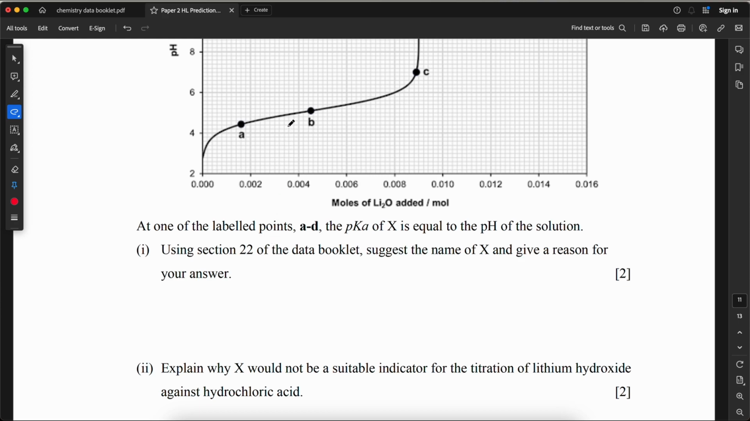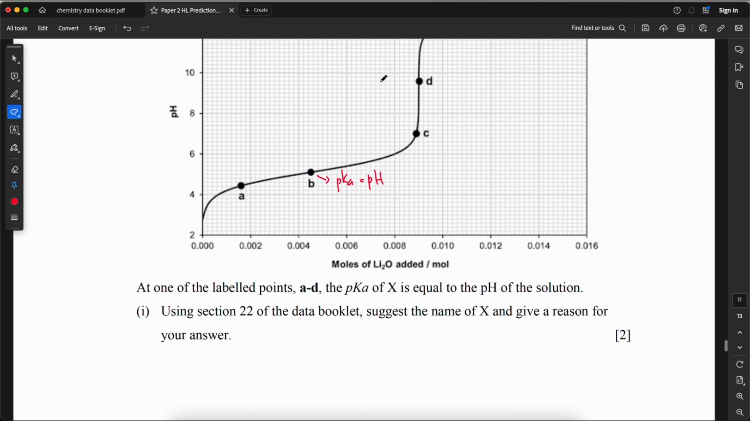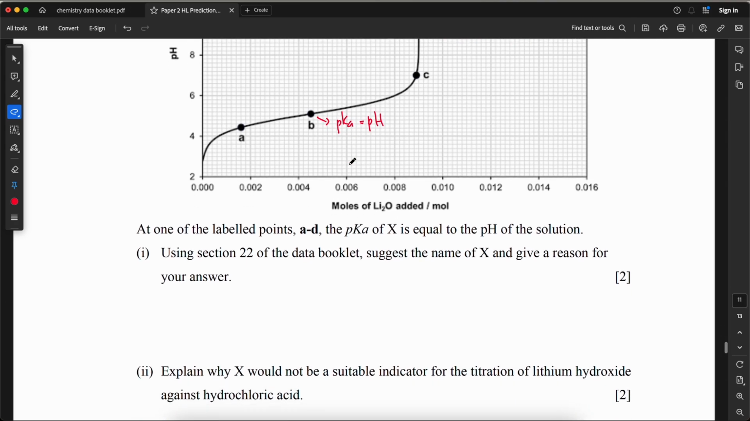Using section 22 of the data booklet, suggest the name of X and give a reason for your answer. So this would be pKa, half of equivalence point. So pKa equal to pH. And this one, D, is the equivalence point. This one is half of the equivalence point. So suggest a name of X and give a reason for your answer.